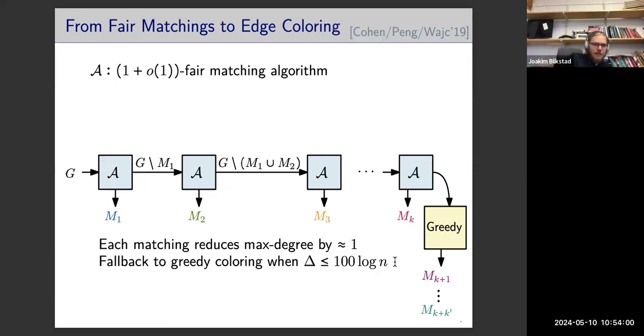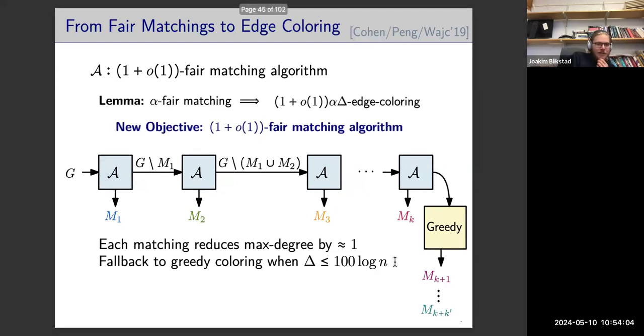Right. I won't go too much more into detail on this, but again, this also holds if it's not 1 competitive, but a general alpha fair algorithm. And to reiterate, for the rest of the talk, I'll focus on this fair matching problem and how to try to construct an online fair matching algorithm.